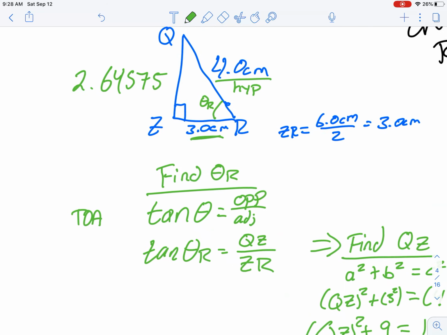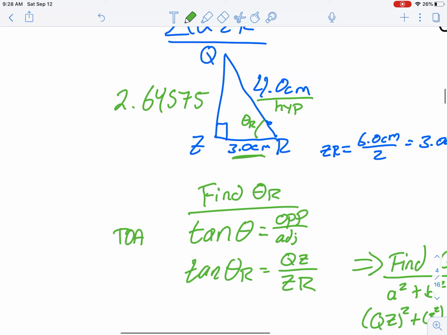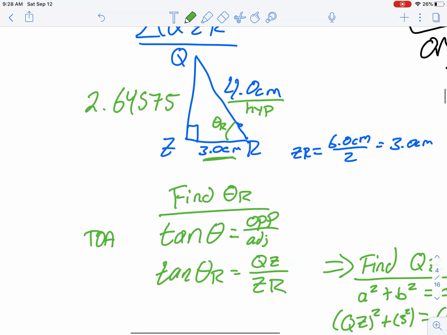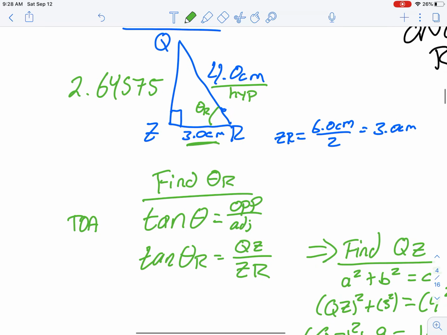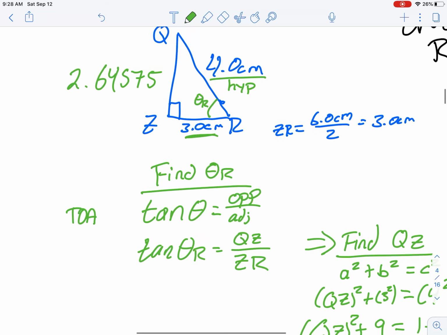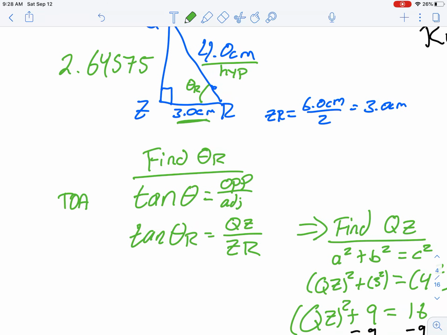2.6464575. That's about it. That's probably enough decimal places. Okay. Now we can solve for R. We have QZ, which is the opposite of angle R, and we have ZR. So let's plug those in. So now we could find the ratio if we wanted to.